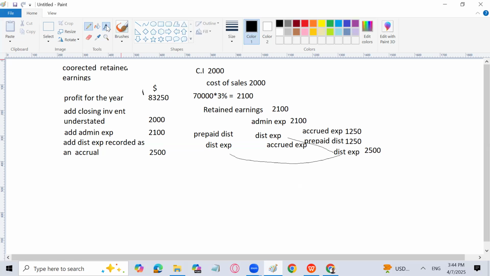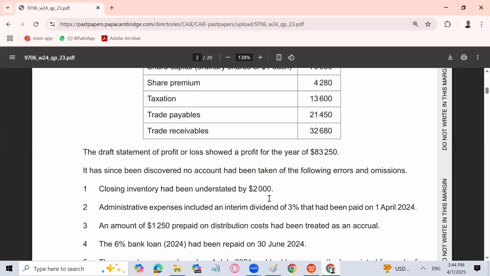जी, बताएं आप. You have to go for the whole entry. देखें कभी कभी क्या लिखा होता है सवाल में, ऐसे आया भी हुआ है. Let me explain you. कभी इस तरह भी आया हुआ है कि admin expenses included, sorry, an amount of 1250 prepaid on distribution cost had been treated as an accrual in the statement of financial position. So it shows that only in statement of financial position we have done the mistake. But here it is not the case like that.